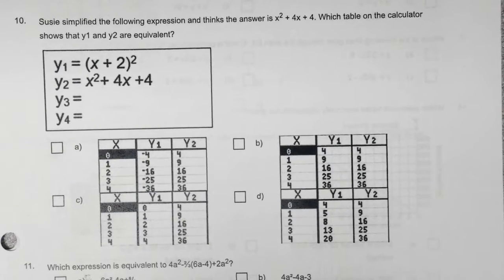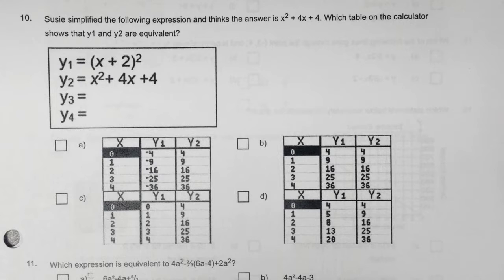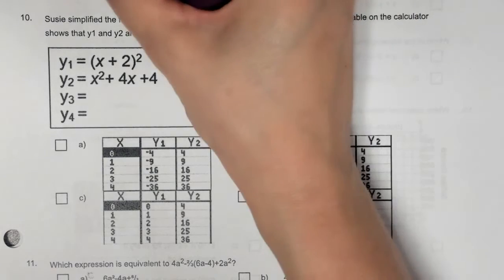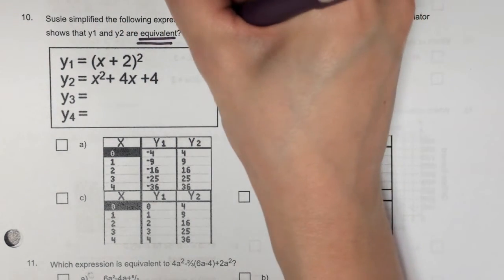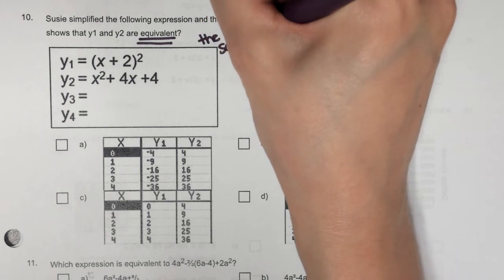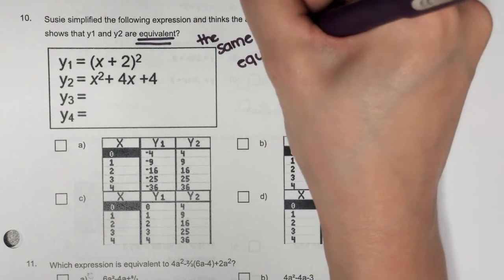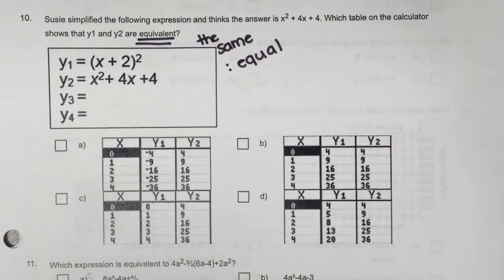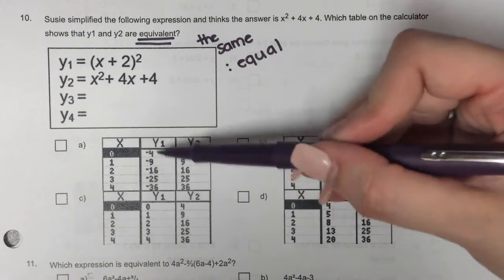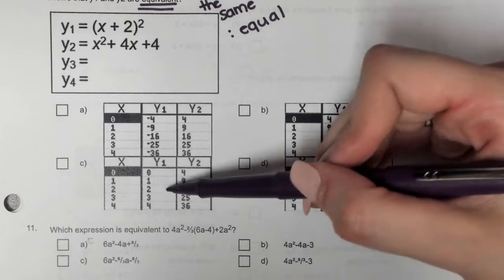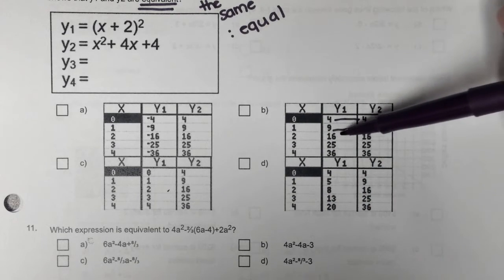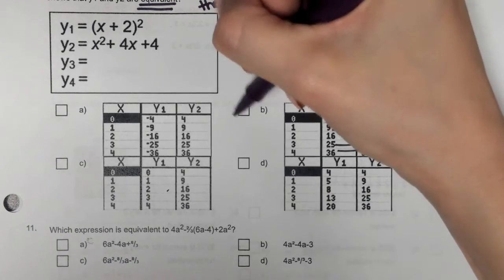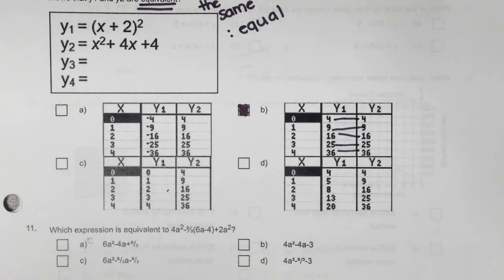Susie simplified the following expression and thinks that the answer is x squared plus 4x plus 4. Which table on the calculator shows that they are equivalent? Equivalent simply means the same or equal. So looking at these, these are negative, these are positive. Those are completely different numbers. All of these numbers match. These show that they are equivalent.